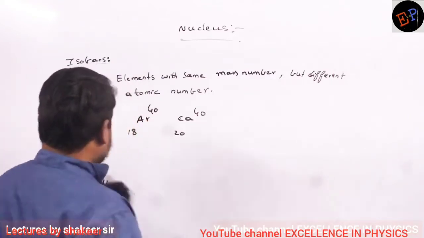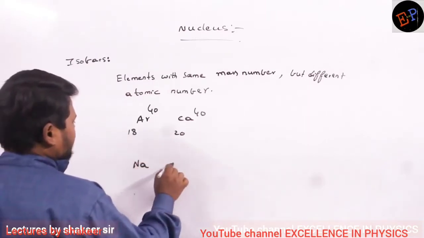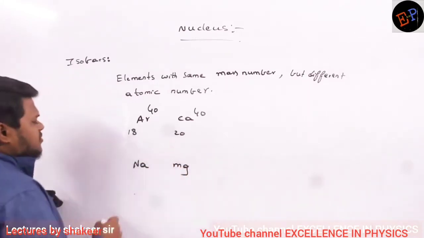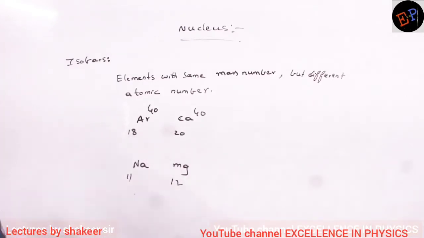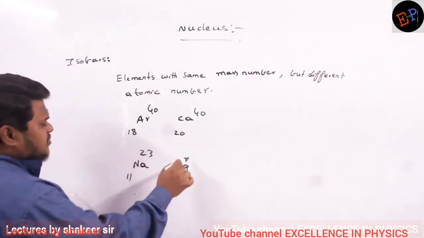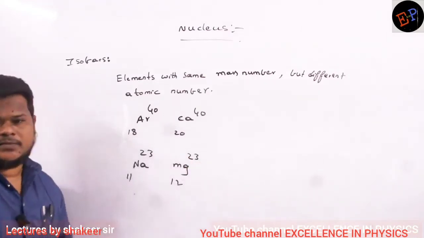Clear? Similarly, if I take sodium and magnesium also. Sodium's atomic number is 11, the atomic number of magnesium is 12. Mass number of sodium can be 23, mass number of magnesium also can be 23. So mass numbers are the same, atomic numbers are different.